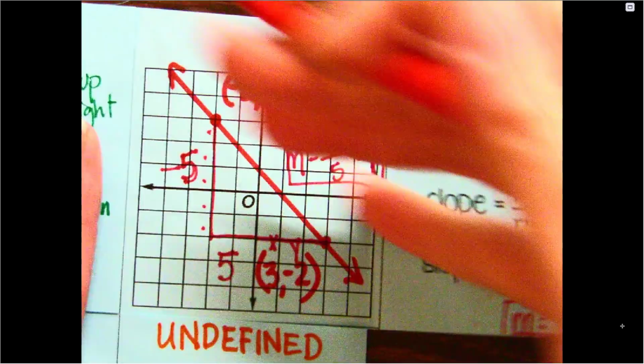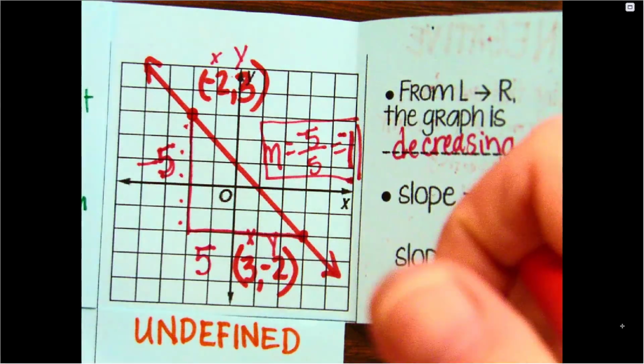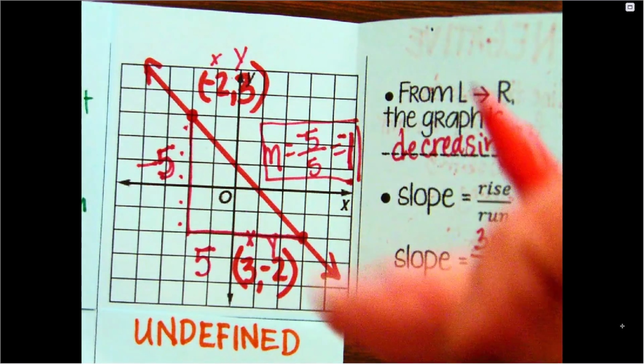So there we go. This is the general idea of a negative slope. It will start higher on the left side, and then as it goes to the right, it will decrease. It will go down.